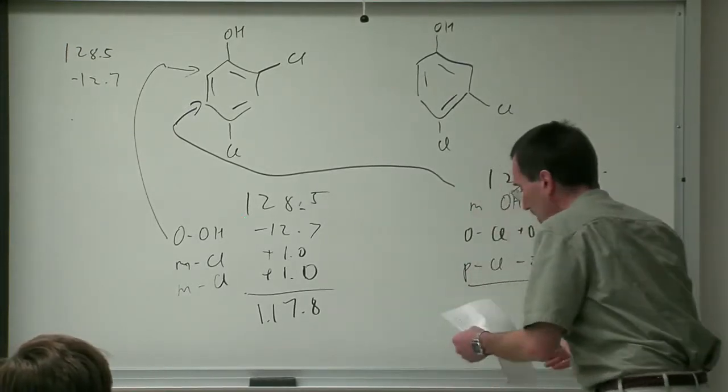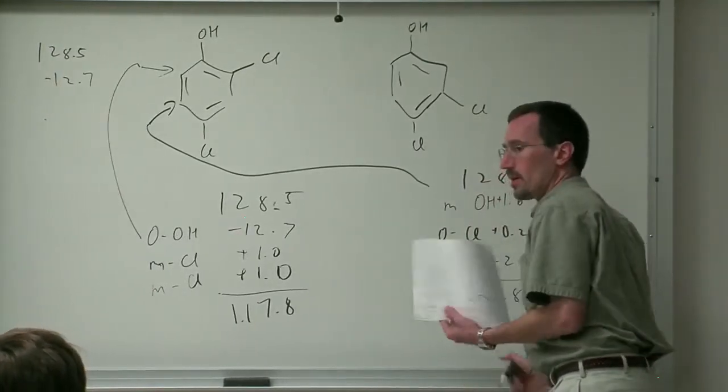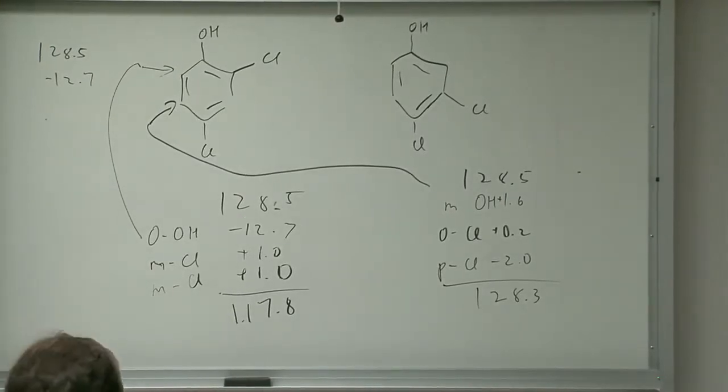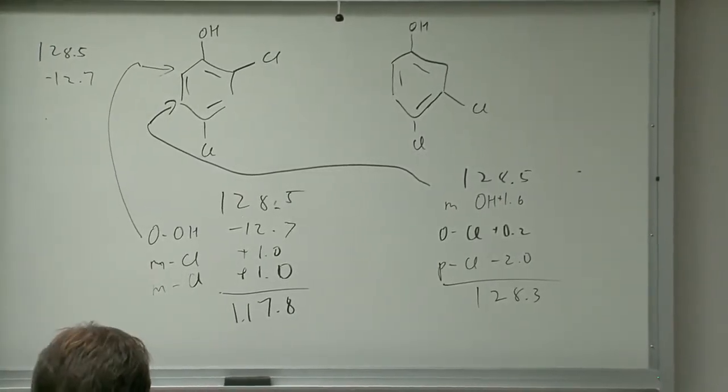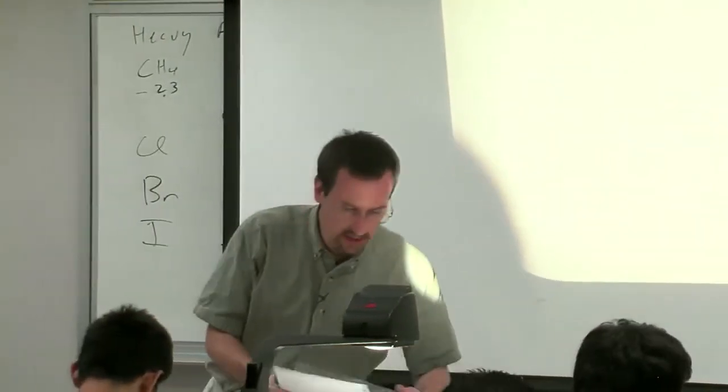And so we tally all of that up, and we predict 128.3. All right, I'm not going to do any more. We could do it for all 6 of them. But let's flip to the next page in your handout.